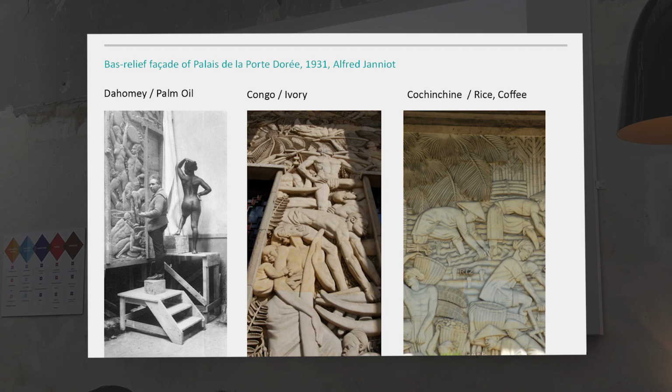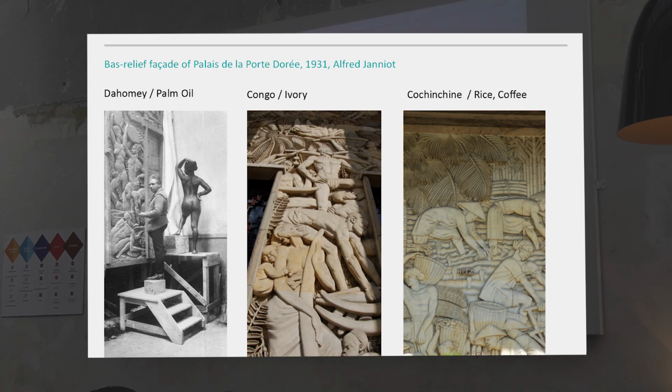The people are gathering pine nuts and they're making palm oil. The next panel shows people gathering ivory, elephant ivory in Congo. And this right panel shows people farming rice and gathering coffee in Cochinchine, which is modern Vietnam.